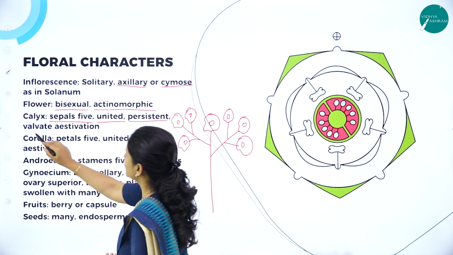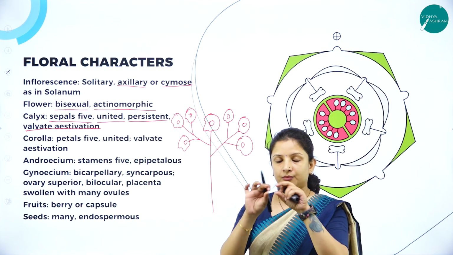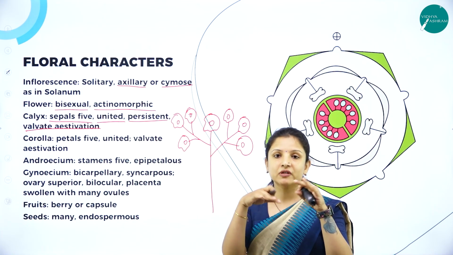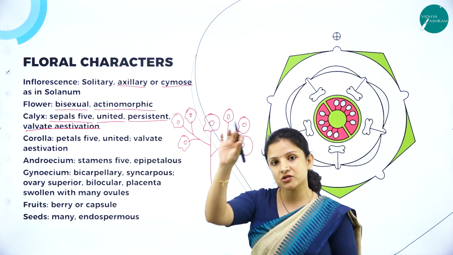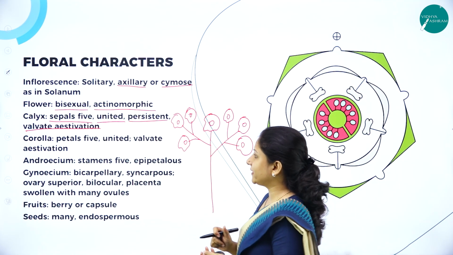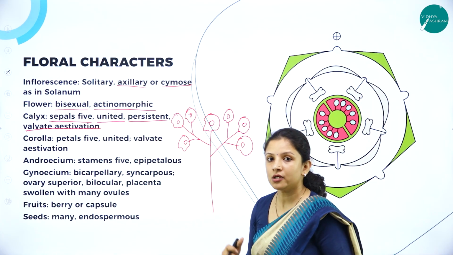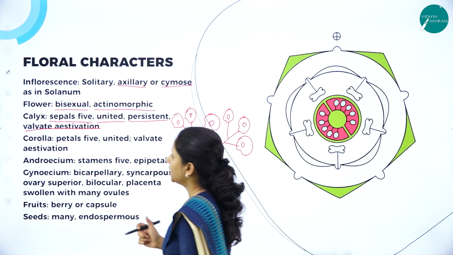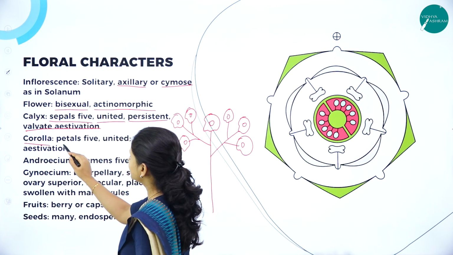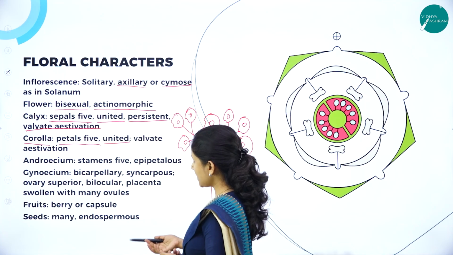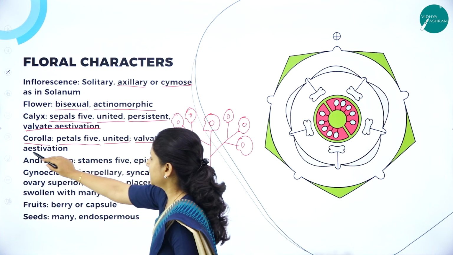And aestivation is valvate, wherein the sepals and the petals, the margins will touch each other without overlapping and they are arranged in one margin only. That is valvate aestivation. If you need to know in detail what valvate aestivation is, you can go to the previous sessions and have a look. Next, talking about the corolla. Petals are also 5 in number. They are again gamopetalous, that is they are united, and also valvate aestivation itself.